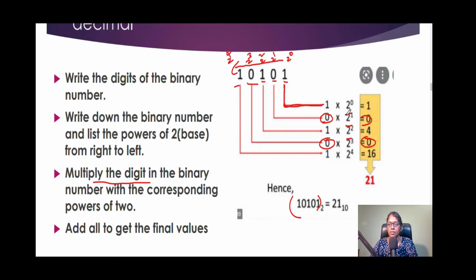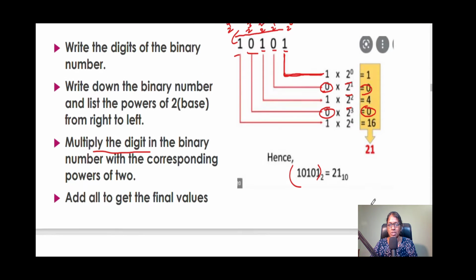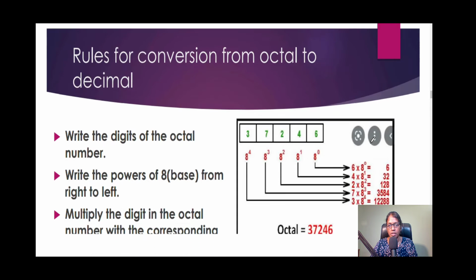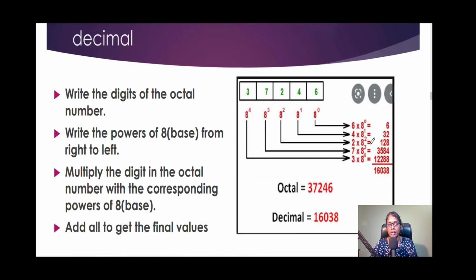Then multiply each digit by its corresponding power of 2 and add all of them to get the final value. So 21 is the final value. The next one is the rules for conversion from octal to decimal.